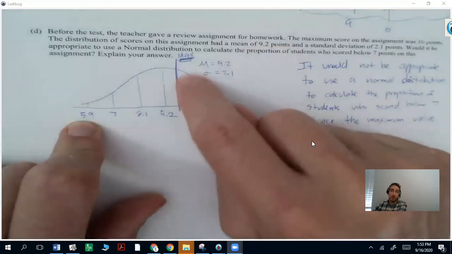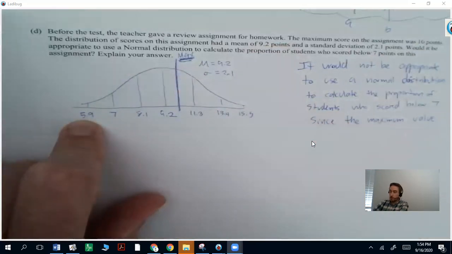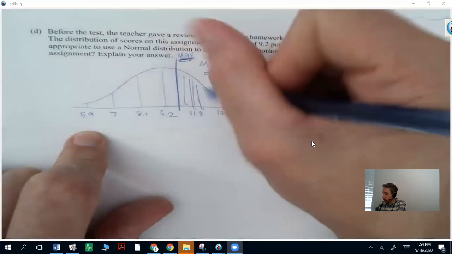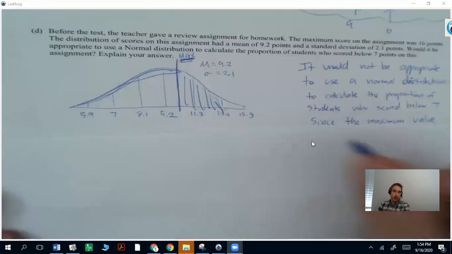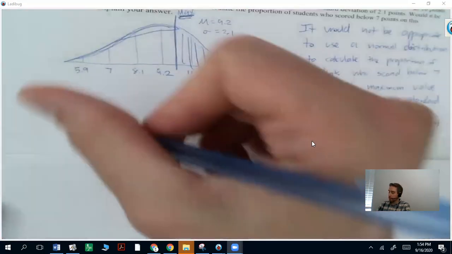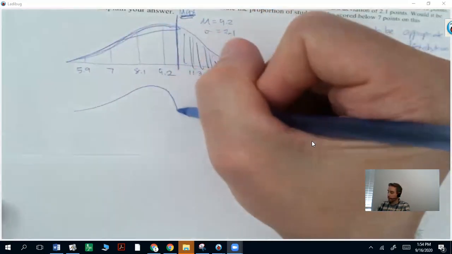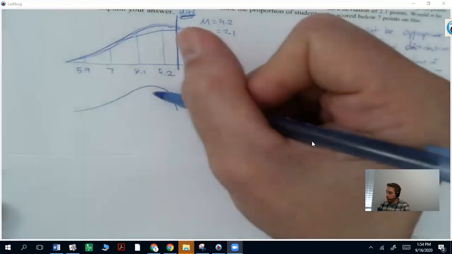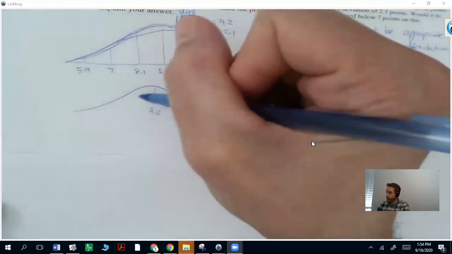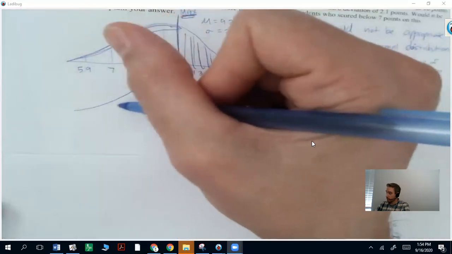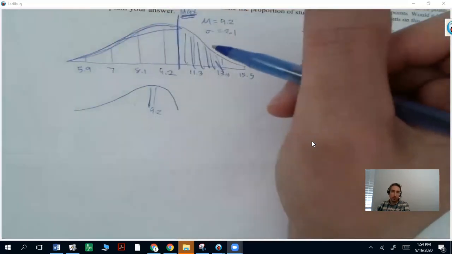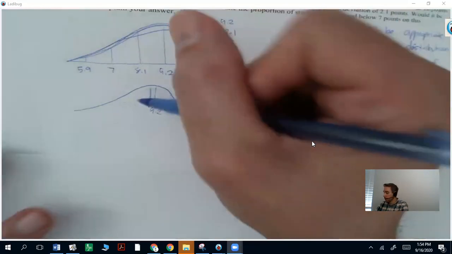So your max is going to be at 10. So there really isn't any of this going on, right? So this data is not normal. In fact, this data would probably be skewed to the left because you have this mean of 9.2 and your standard deviation is pretty high compared to these numbers, right? You only have a number between 0 and 10.